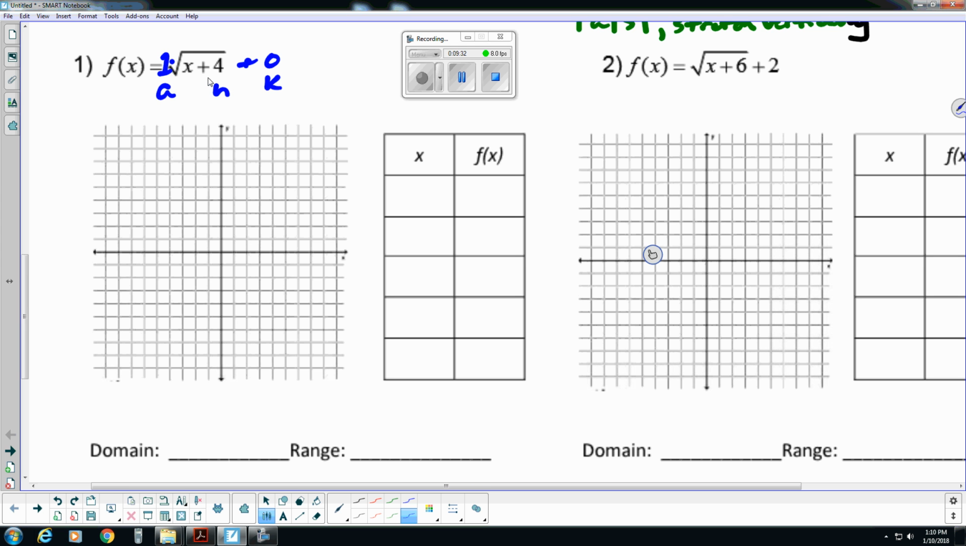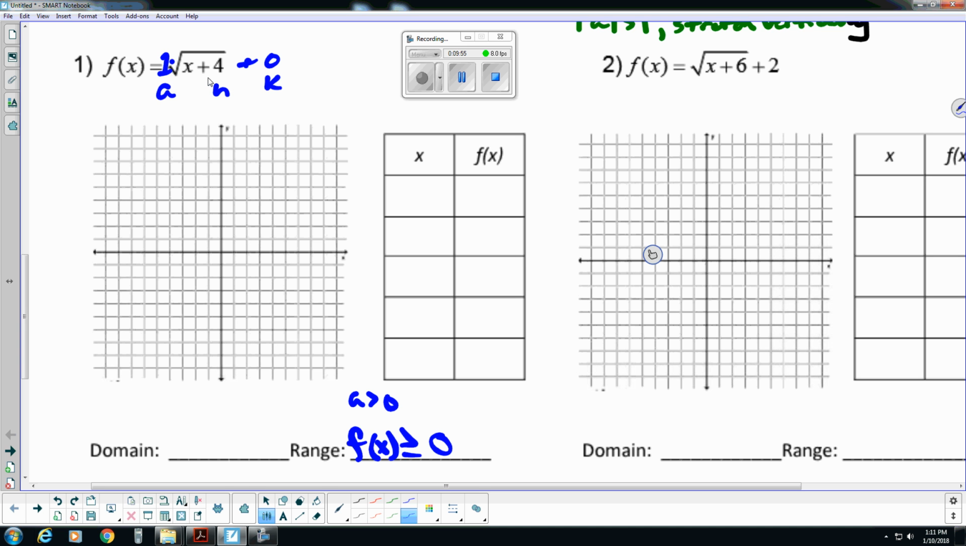So first of all, the range. Well, A is greater than 0, so that means that for our range we're going to use this inequality sign. Our range is going to be f of x is greater than or equal to whatever our k value is, where our k value is 0.